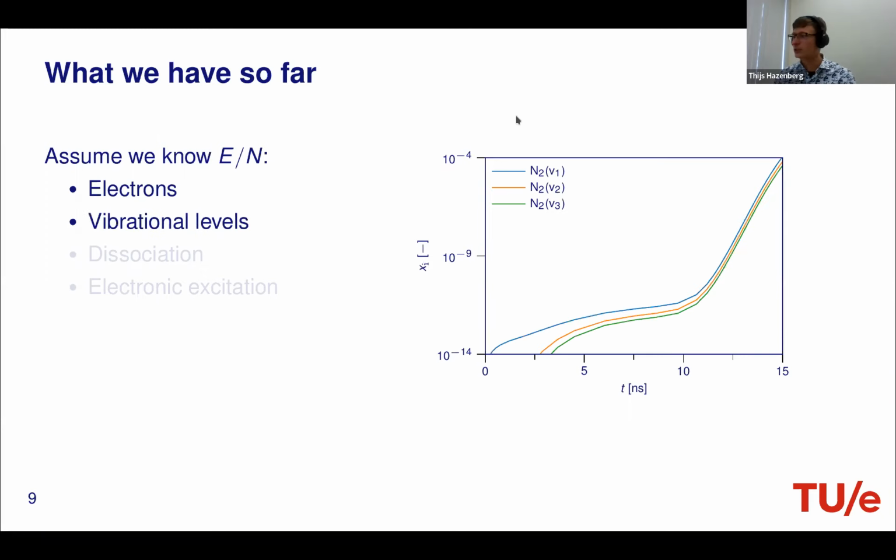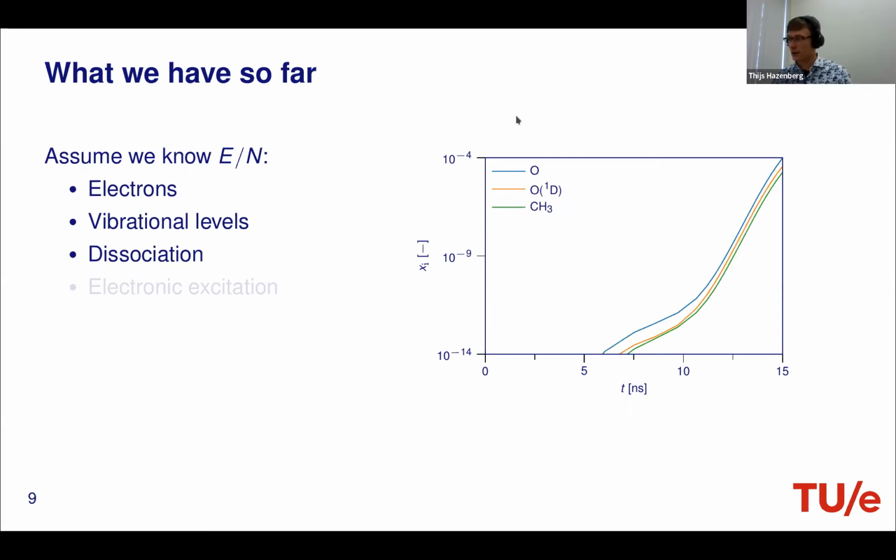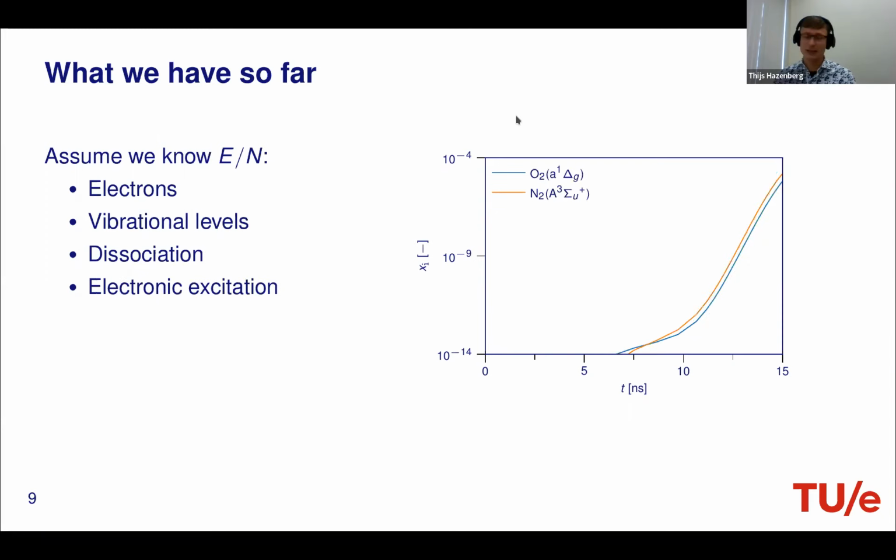And in a similar fashion, you also very quickly start populating vibrational states. You can also dissociate molecules and create electronically excited states. So for example, electronically excited oxygen or electronically excited nitrogen. In general, this plasma is able to, within the time frame of several nanoseconds, produce species at a hyperfast rate.